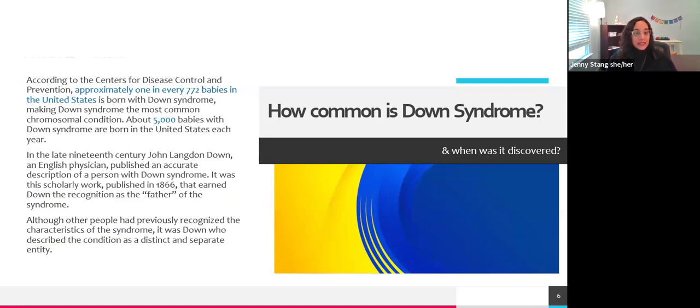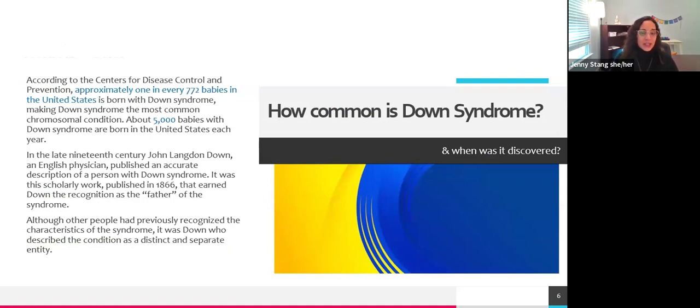So according to the CDC, or the Centers for Disease Control and Prevention, approximately 1 in every 772 babies in the United States is born with Down syndrome. And that makes Down syndrome the most common chromosomal condition. About 5,000 babies with Down syndrome are born in the United States each year.